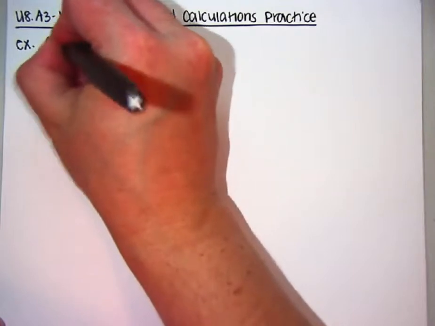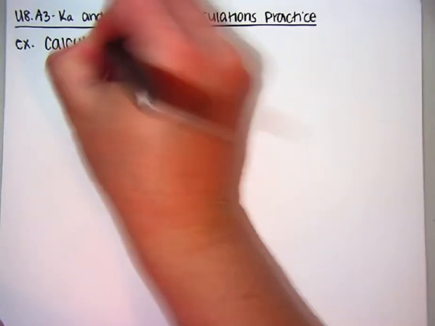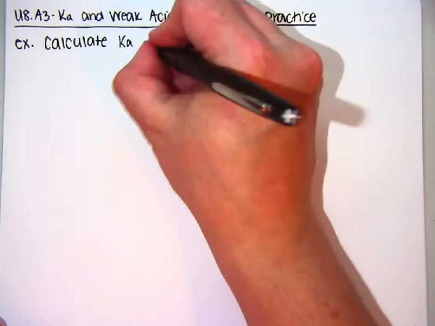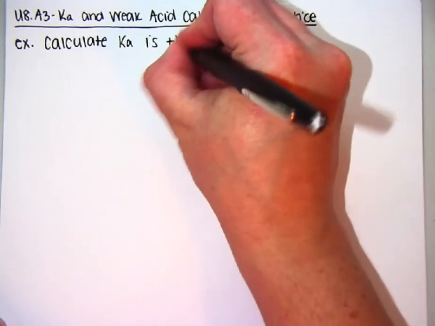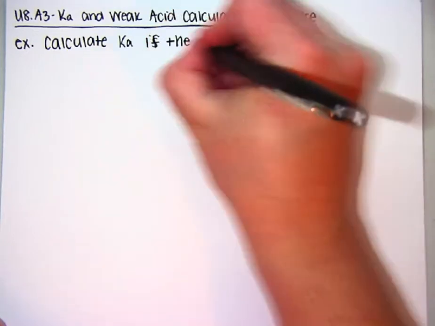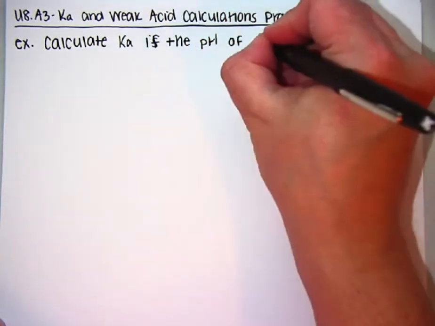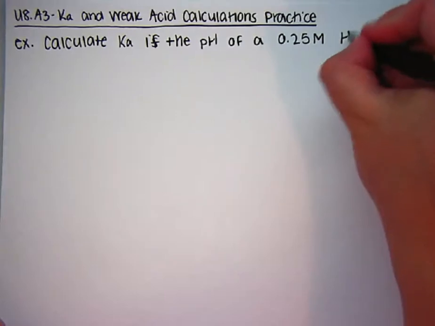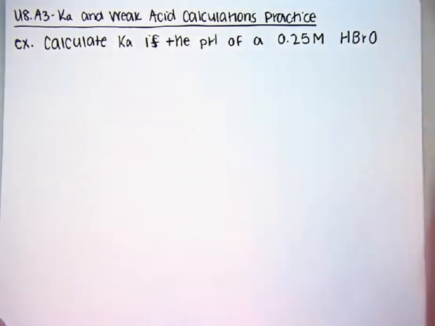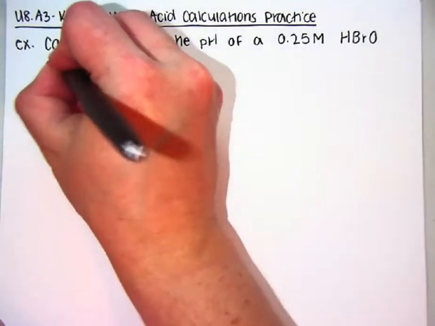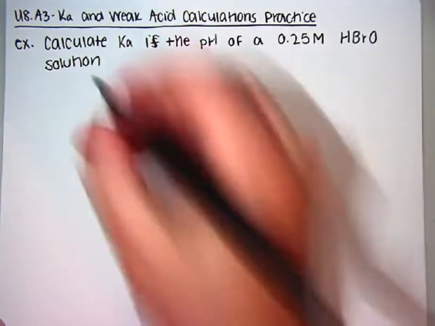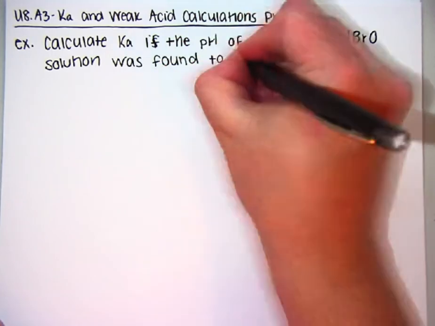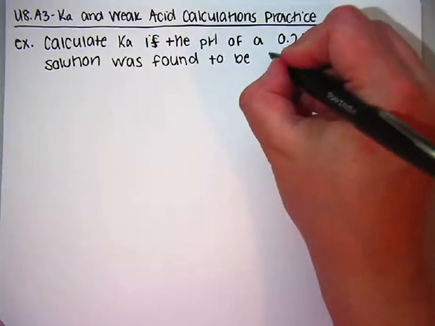Let's say you were asked to calculate Ka if the pH of a 0.25 molar bromic acid solution was found to be 4.65.